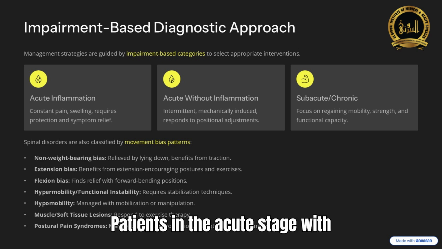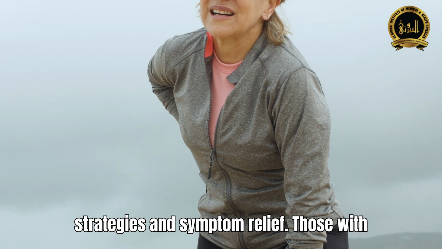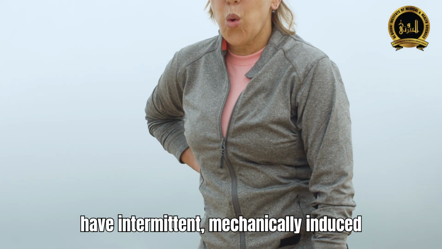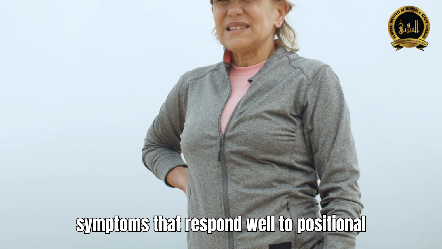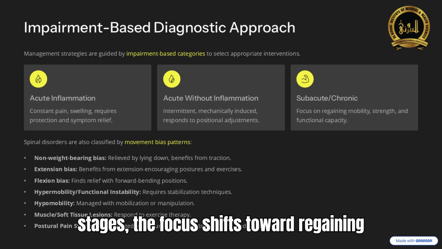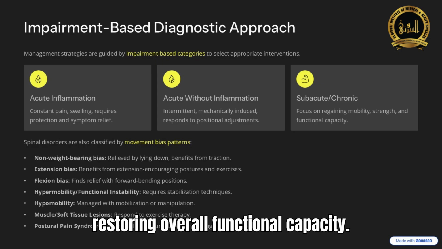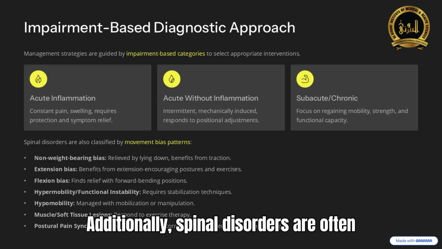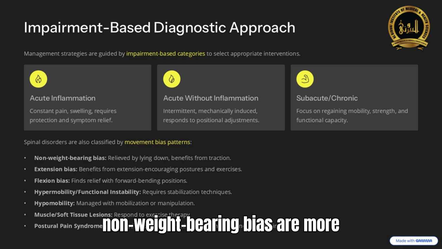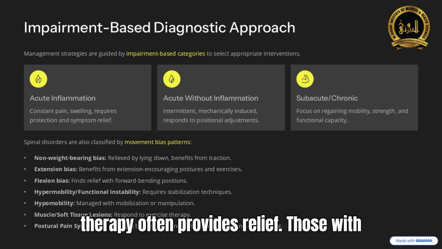Patients in the acute stage with inflammation present with constant pain and swelling, requiring protective strategies and symptom relief. Those with acute conditions without inflammation may have intermittent, mechanically induced symptoms that respond well to positional adjustments. In the subacute and chronic stages, the focus shifts toward regaining mobility, improving strength, and restoring overall functional capacity. Additionally, spinal disorders are often classified based on movement bias patterns. Patients with a non-weight-bearing bias are more comfortable lying down, and traction therapy often provides relief.